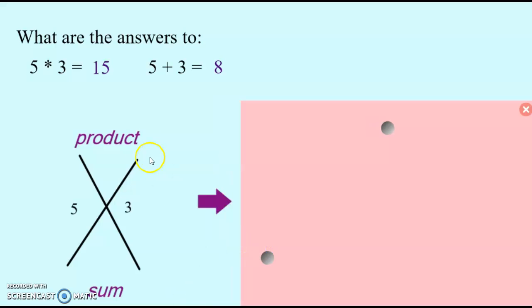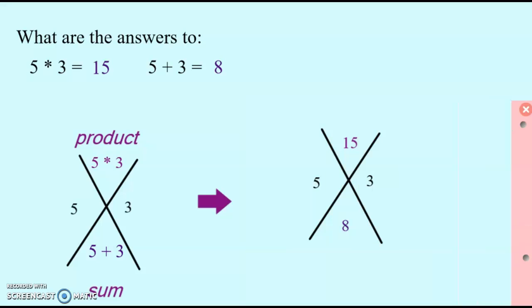You'll notice that the top is the product, the bottom is the sum of the two numbers that you were given. So to find the product, we use the 5 times 3. To find the sum, we do the 5 plus 3. That gives us this as our answer.